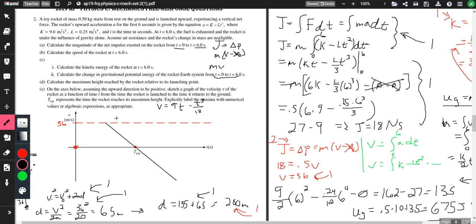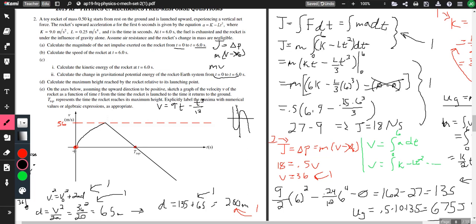It doesn't need to be perfect. What you probably would end up doing is, since this is a t cubed graph, it's going to look like this. It's going to go down, it's going to go up, and then it's going to go down again. This will be the y-axis, this will be the x. It's going to go up like this.